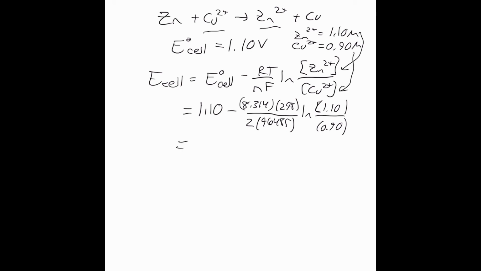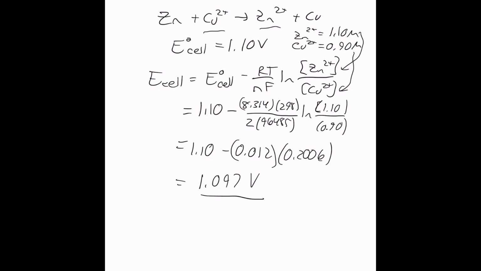And so this would be 1.10 minus, if I do this, 0.012 times 0.206, and I get something like 1.097 volts. So, to 3 significant digits.